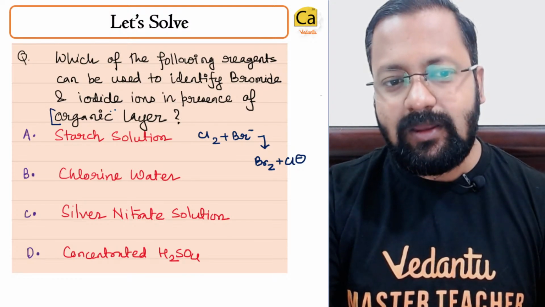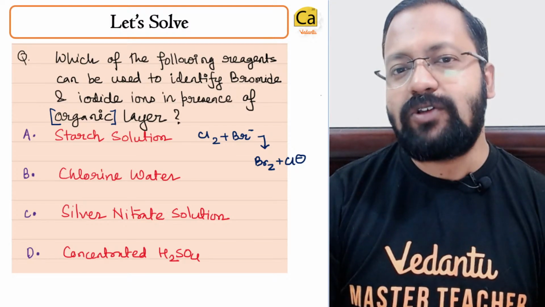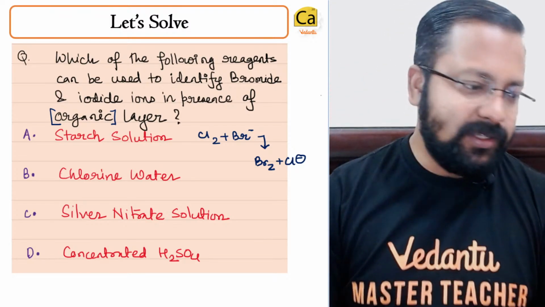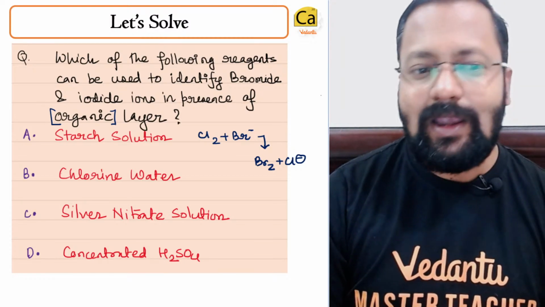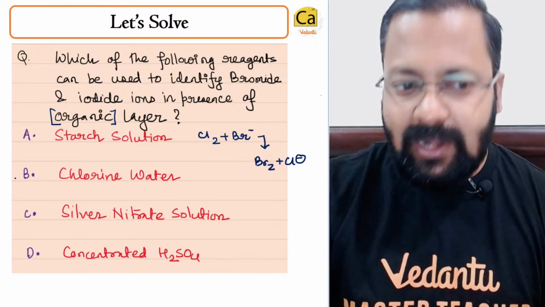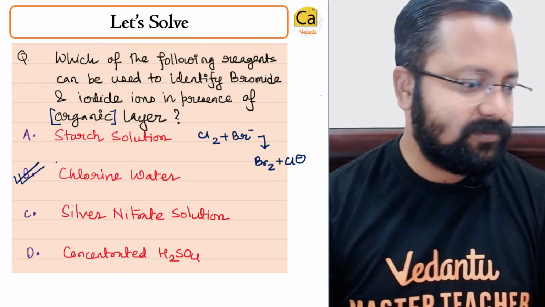This organic layer means non-polar solvent, so it will get dissolved in the non-polar solvent, and because of it, it will impart a color to it. This is known as the layer test. We call this the layer test, and for the layer test we require chlorine water. Okay.